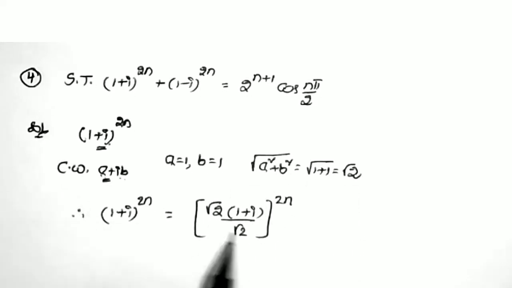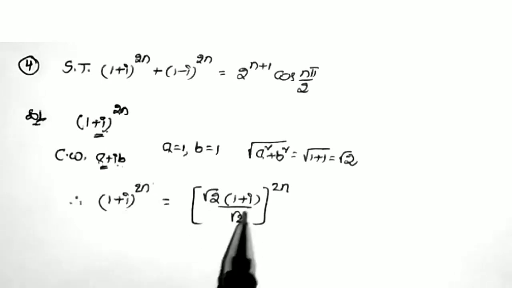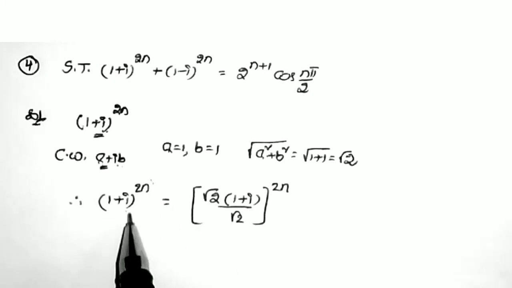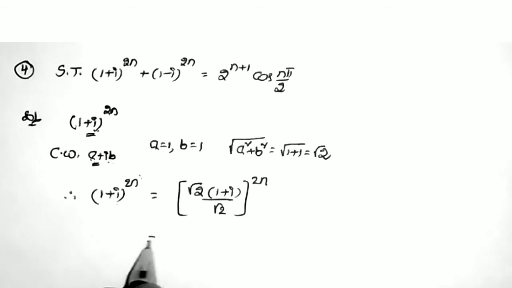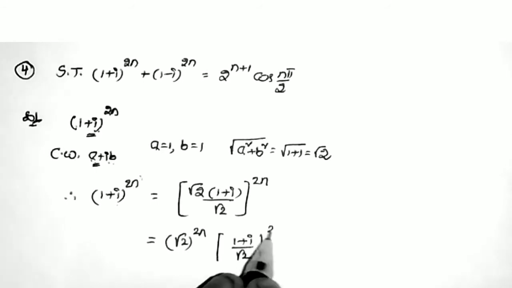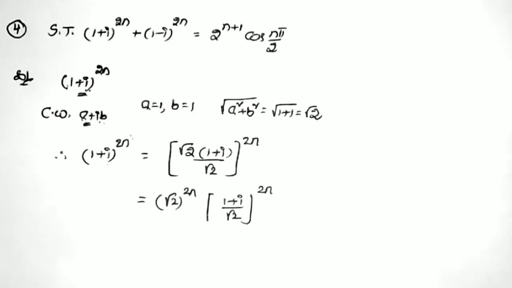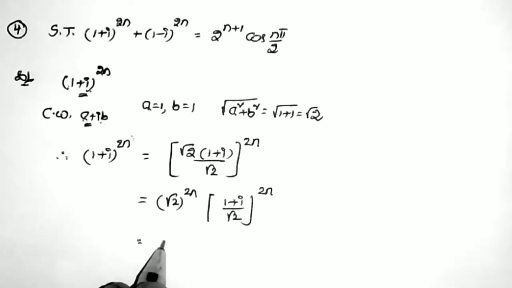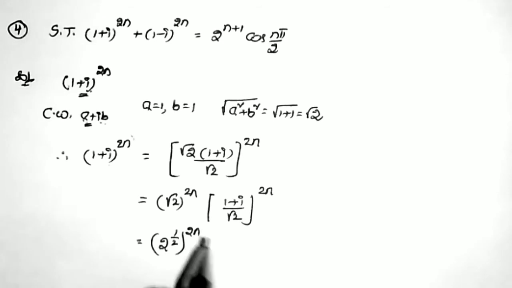Now we are applying that value to this term, root 2 by 2. When we cancel these two terms, then directly we get the value (1 + i)^2n, and this is equal to, now separating the power here like that, root 2 power 2n into (1/root 2 + i/root 2) whole power 2n. And root 2 is equal to 2 power 1 by 2.